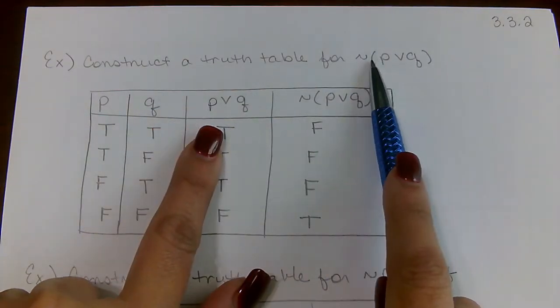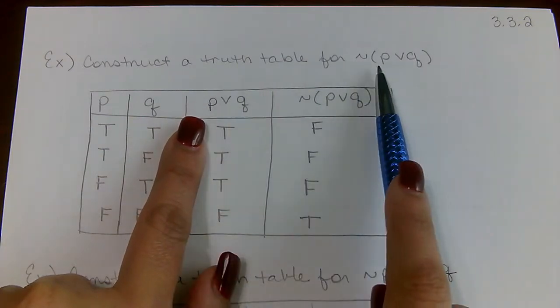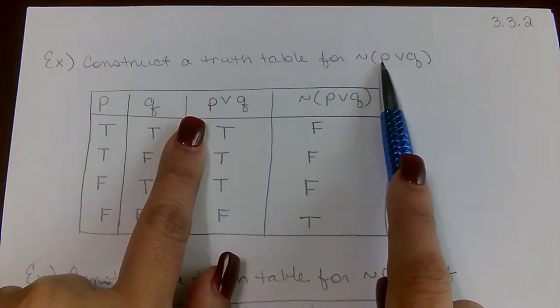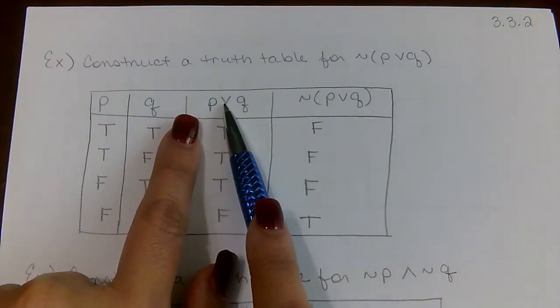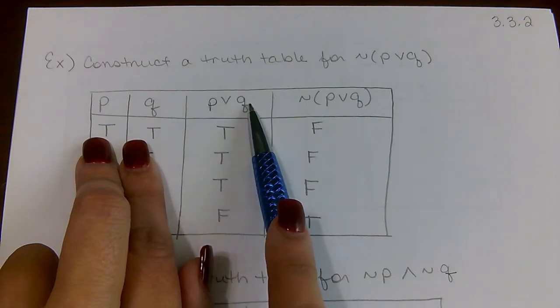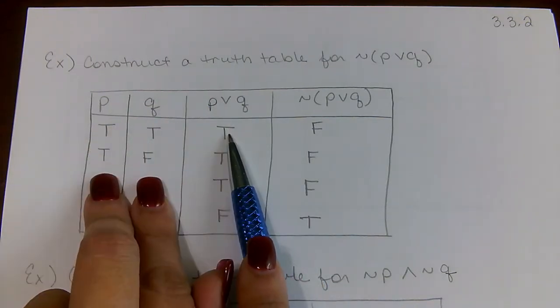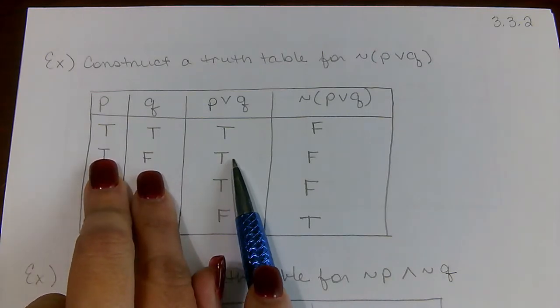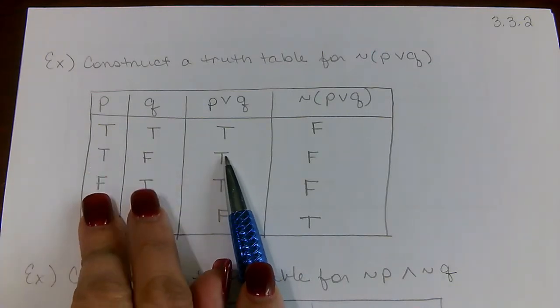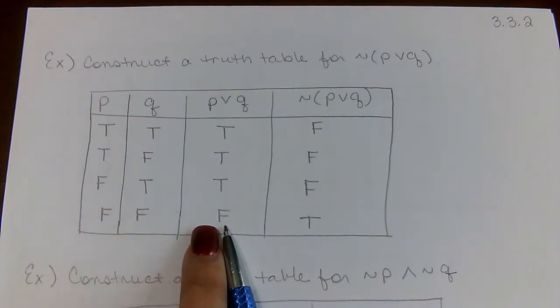First thing I'm going to do is start with the parentheses here, and I do P or Q. All I'm doing is worrying about the stuff on the inside. So P or Q, one of these has to be true. One or the other is true. Since I have both of them true, it's a true statement. One of them has to be true, so this is going to be true. Q is true, so this is true. Both of these are false, so they're false.